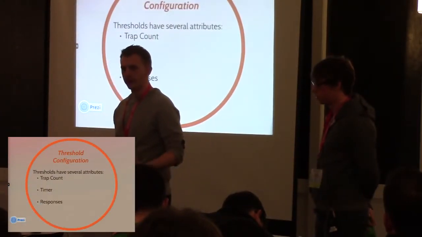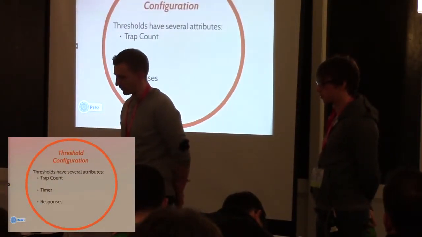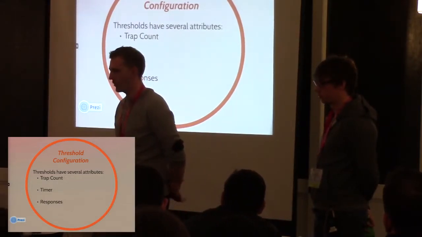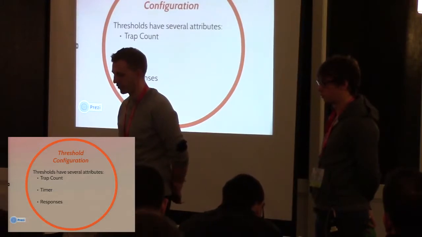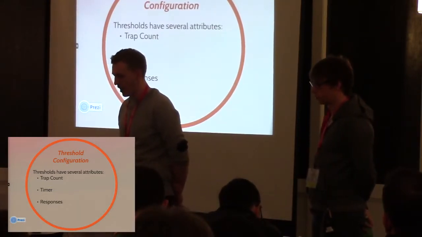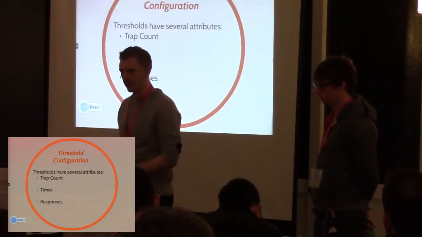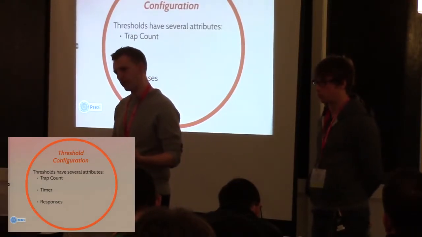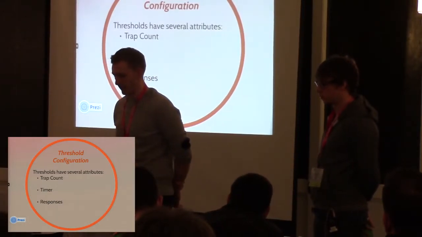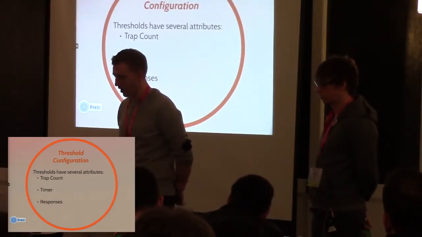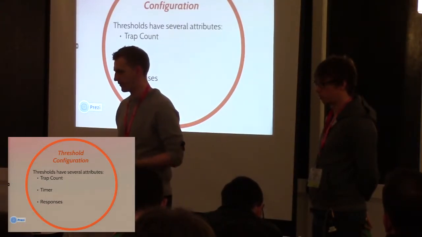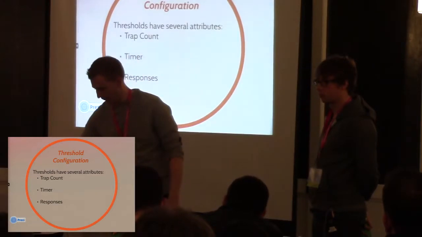So there's a few different attributes that can be set up on all of these thresholds. Number one is the trap count, and that's essentially how many violations have to occur before a user falls into this threshold. There's a timer, which states once a user has entered this threshold, how long they're going to stay in it before their responses go back to normal. And then finally, the responses. So how are we going to respond? How is the site going to behave for this user once they've entered into this threshold?